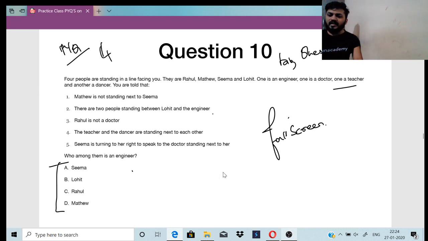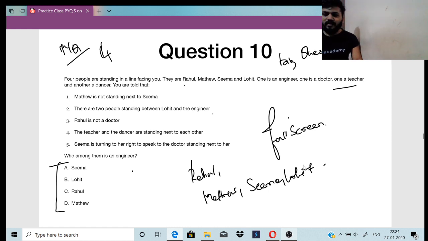There are 4 people. They are standing in a line facing you. They are Rahul, Matthew, Seema and Lohit, right? Among them, one is an engineer, one is a doctor, one is a teacher and another is a dancer. You're told that Matthew is not standing next to Seema. So here itself you will get the answer, right? Seema is there, and Matthew is not next to Seema.